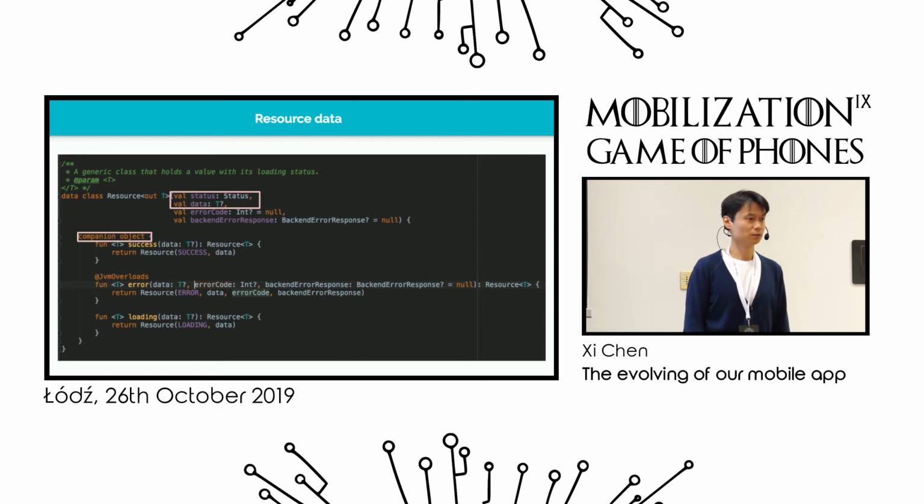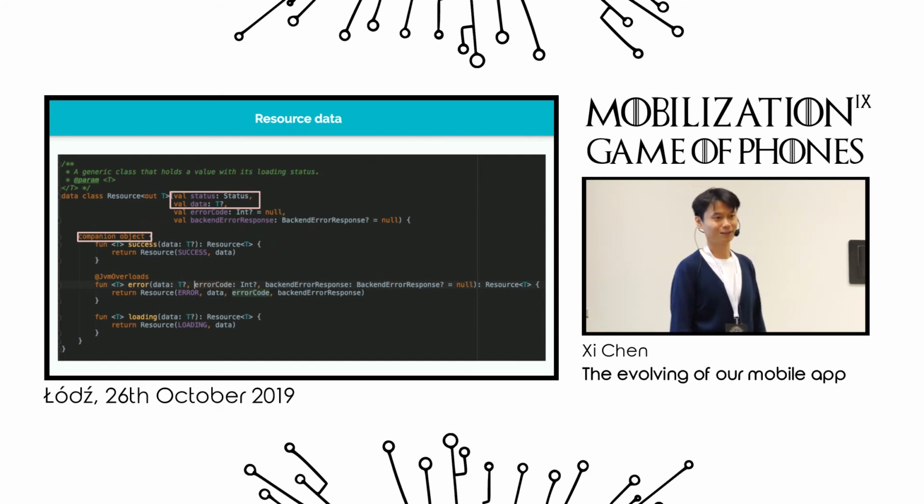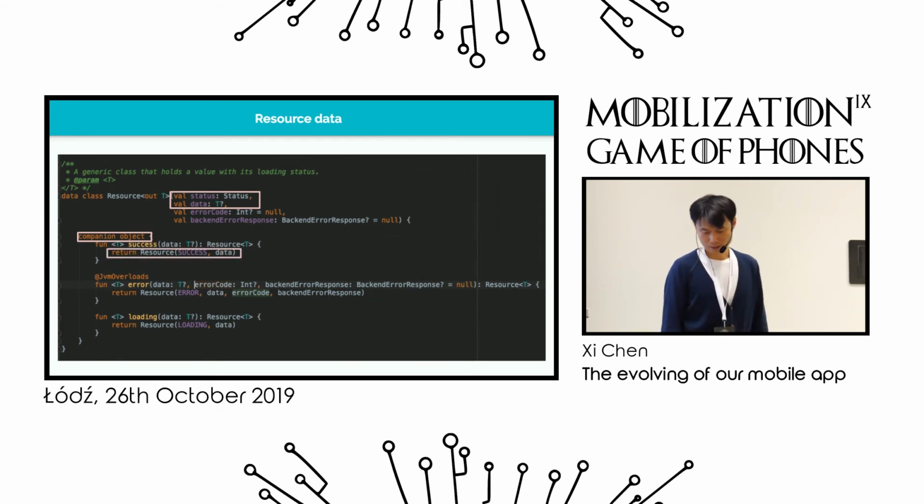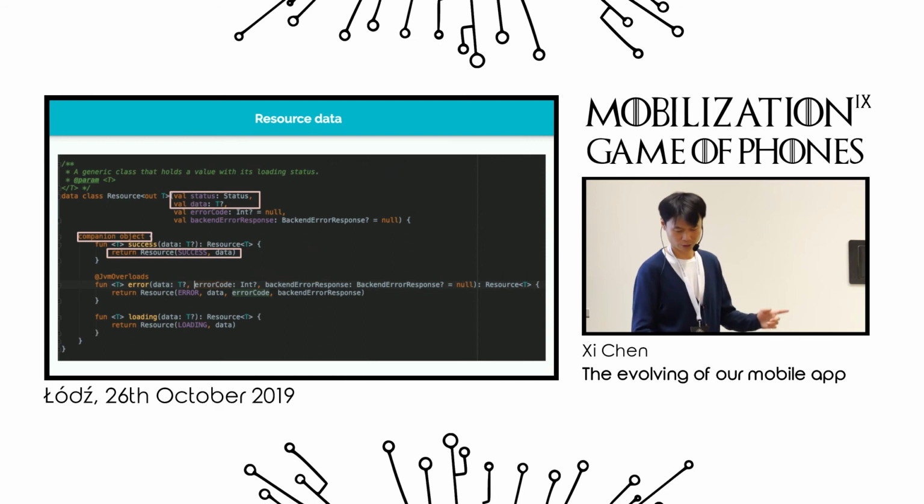Anyone know what this companion object is? Does it make sense to you? Yeah, exactly. It's a Kotlin-provided feature that's like a Java static class, so that we can call those functions statically, without creating an instance and calling the function through the instance. This is the happy path. When we get successful data, we wrap it in the Resource and return it to the upper layer.